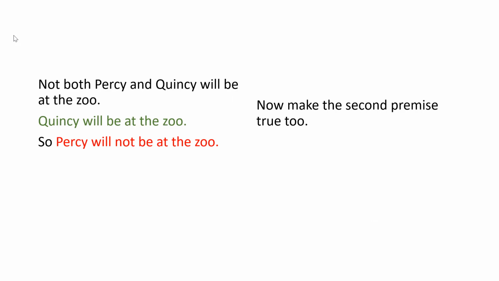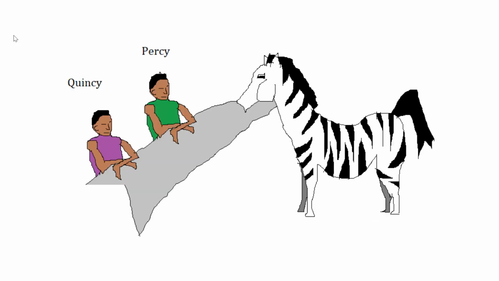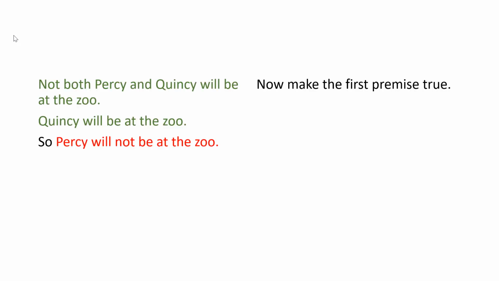Now let's make the second premise true also. Quincy will be at the zoo. We have to put Quincy there too. Now make the first premise true. By the way, we don't have to go through in this reverse order. It just makes sense for this problem and what I'm trying to show to go through it from bottom to top. Now let's try and make the first premise true. Not both Percy and Quincy will be at the zoo.